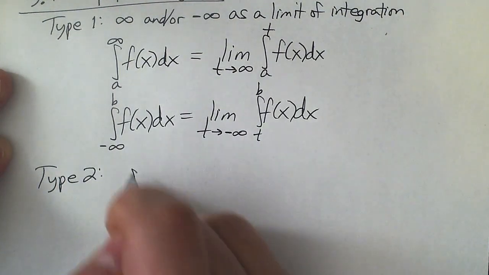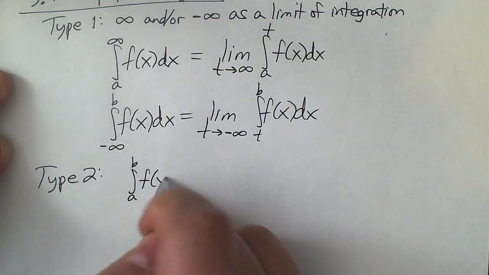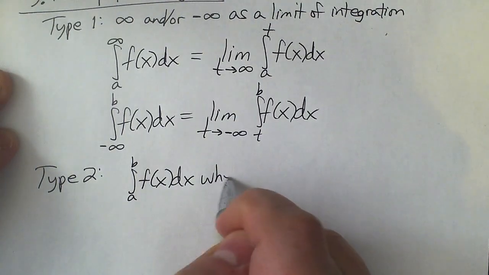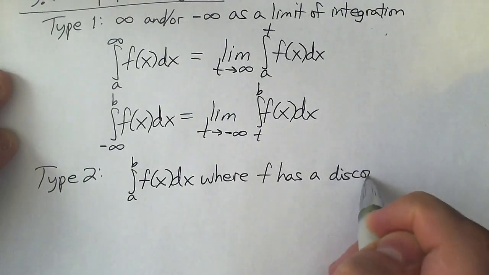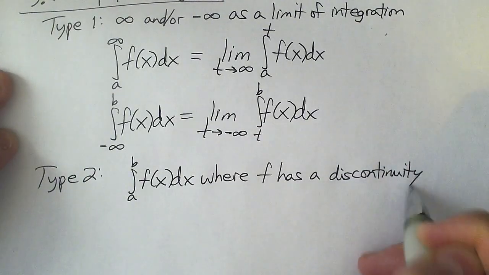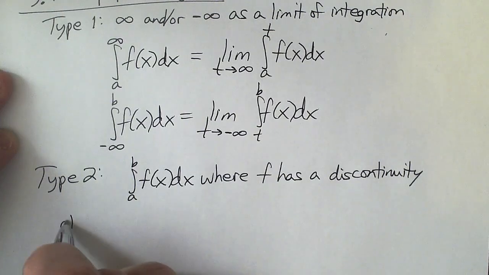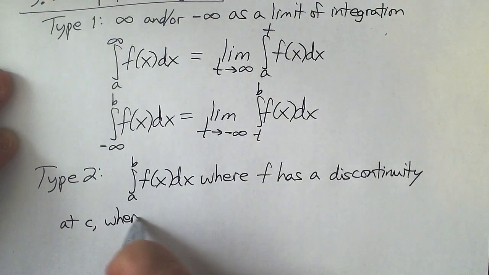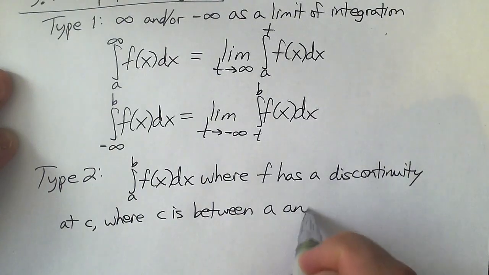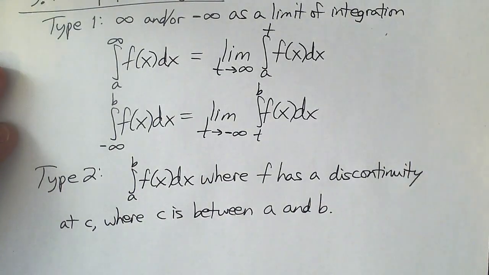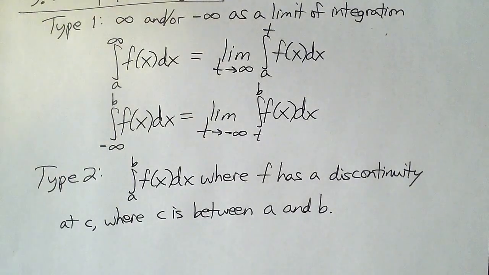Let's see, a quick summary of type 2 would be when you have an integral where f has a discontinuity at c, where c is between a and b. So you're trying to integrate from a to b, but somewhere in the middle there's a problem. And that problem is often in the form of something that would be dividing by 0 and something that would be causing a vertical asymptote.